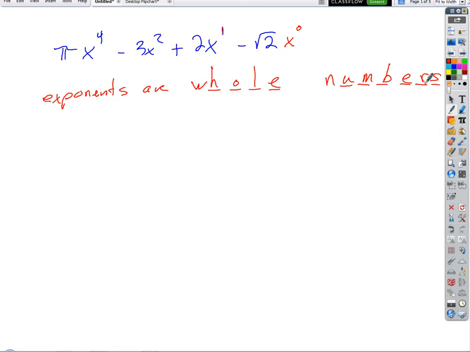Okay, so exponents are whole numbers. If we write a polynomial in standard form, what does that mean? But I mean, what's that mean? Is that in standard form? Yes. It is. How come? Okay, because the exponents go from largest to smallest in descending order, right?